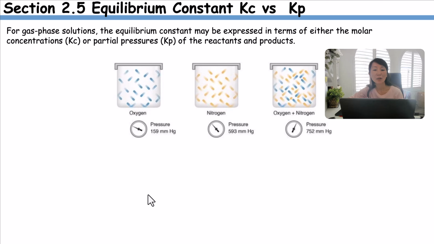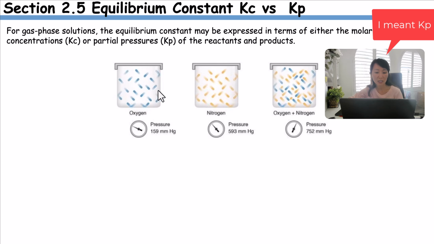In this video, we'll cover equilibrium constant Kc versus Kp. For all gas-phase solutions, the equilibrium constant may be expressed either in concentration, that is Kc, or in partial pressure, and that would be associated with Kp. Take a look at this example here.